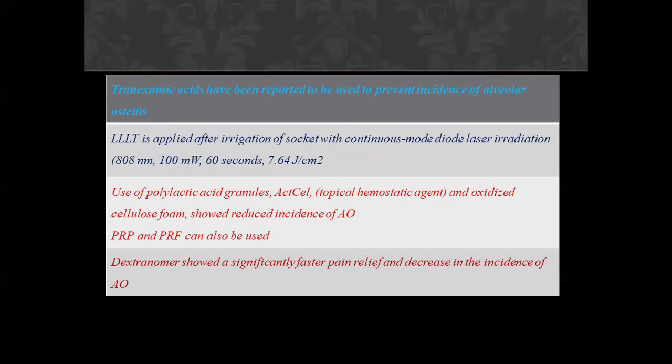Tranexamic acid has been reported to be used to prevent the incidence of alveolar osteitis because it's an antifibrinolytic agent which prevents the conversion of fibrinogen to fibrin. As a result, it will prevent the lysis of the blood clot.